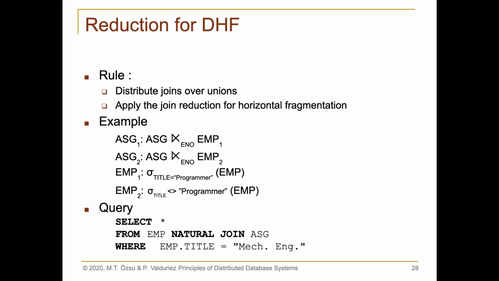We can also apply reduction for derived horizontal fragmentation. The rule is the same as what we discussed before. First, distribute joins over unions, then apply the join reduction for horizontal fragmentation.